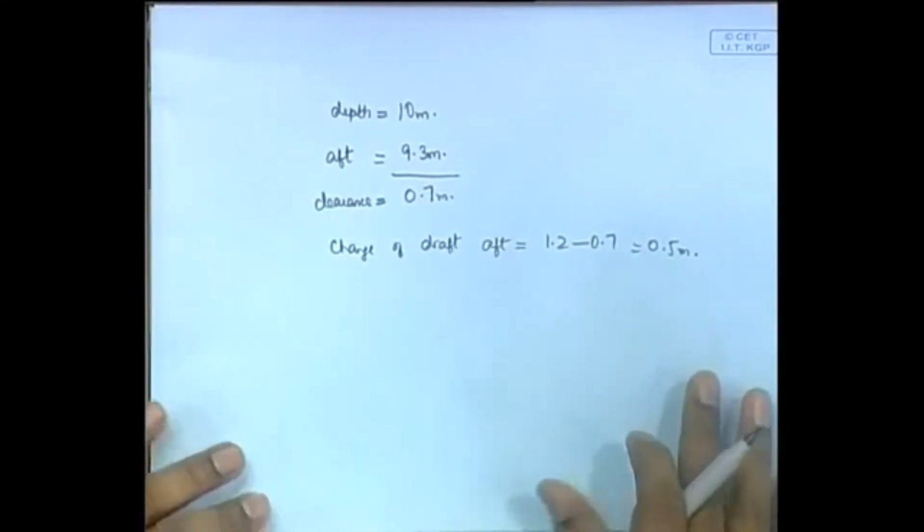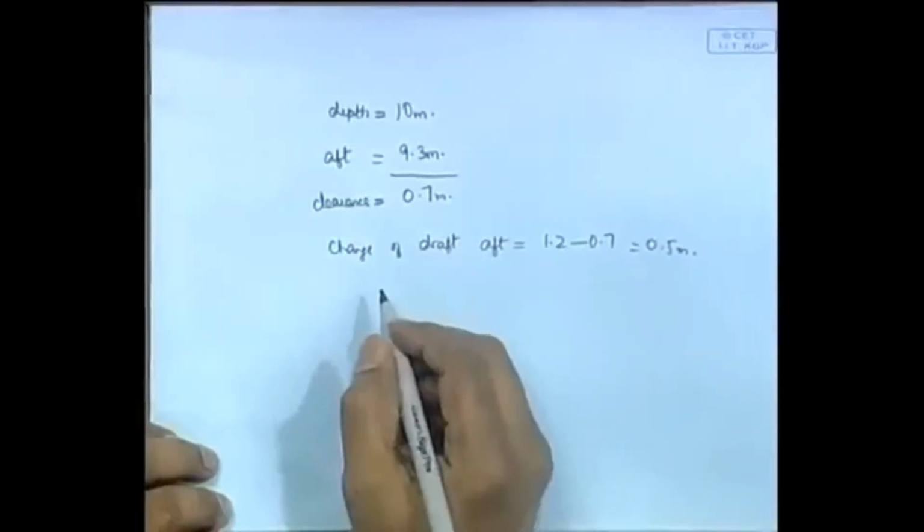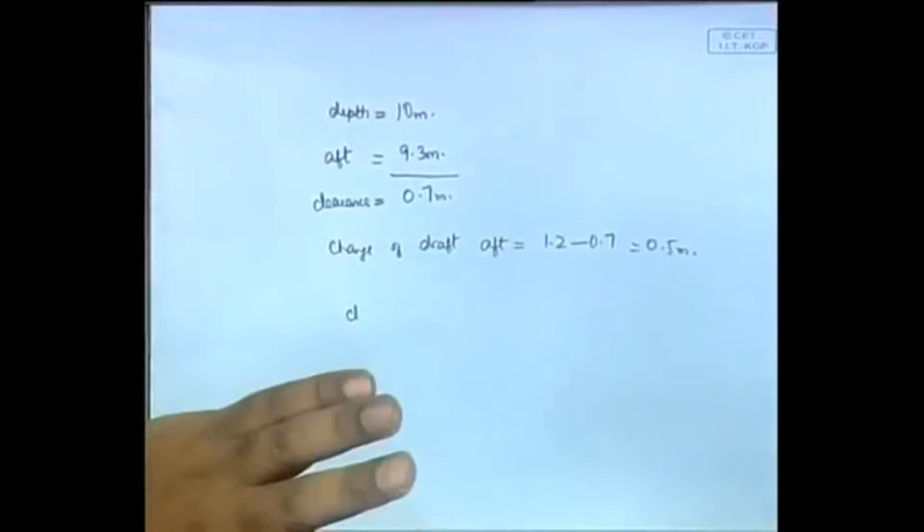So now you know that when you have a ship sinking, or trimming totally, the total change of draft is given by change of draft aft. There is a formula. It is the sum total of the sinkage plus trim. Okay, that is the total change of draft. So okay, just remember some formulas.